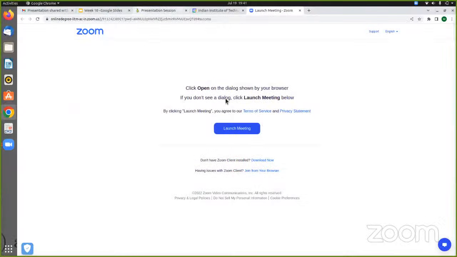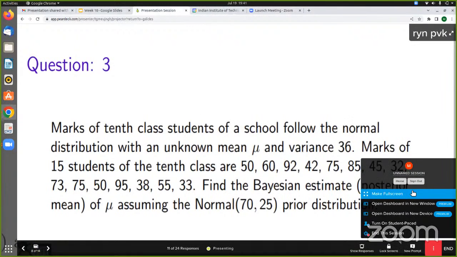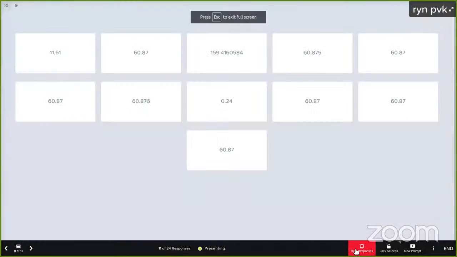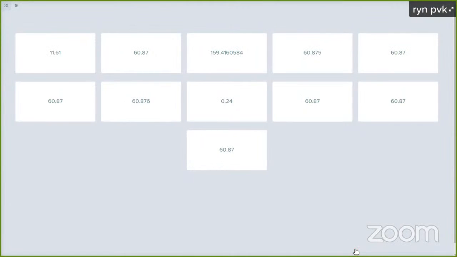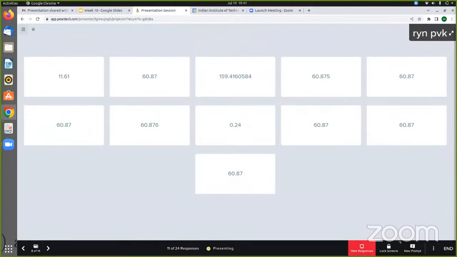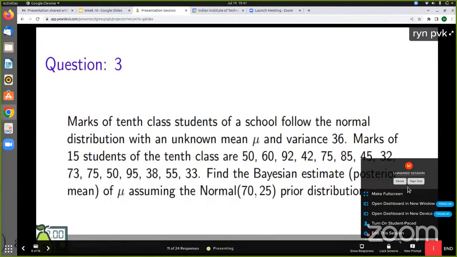Okay, so we'll see the solution now. The correct answer is, I think, 60.87. A lot of people have given the correct answer. Out of 11, 3 students gave a wrong answer, and the others gave the correct answer.